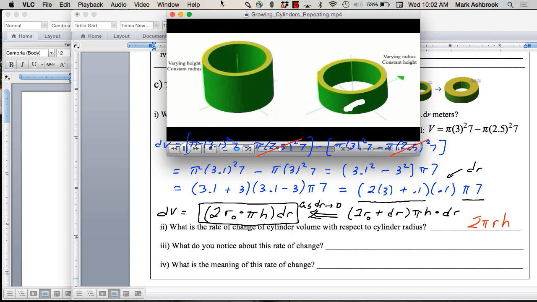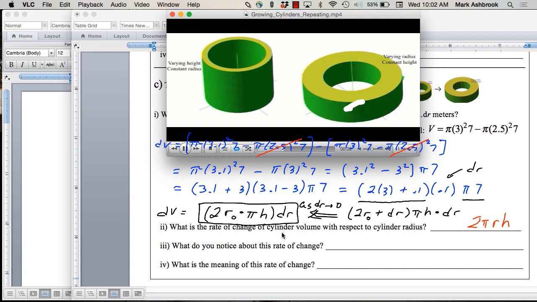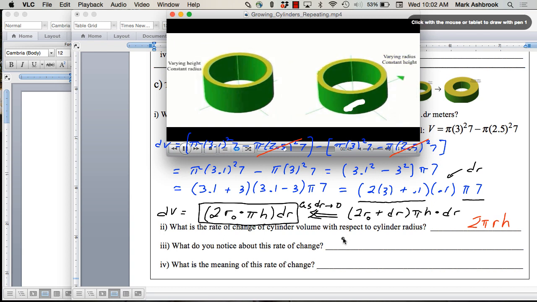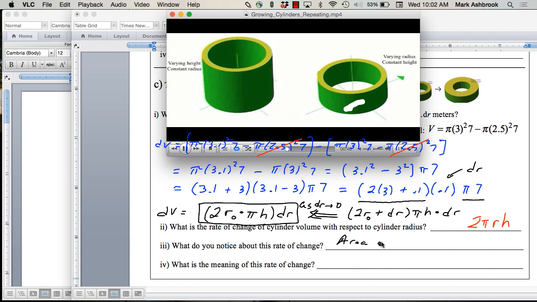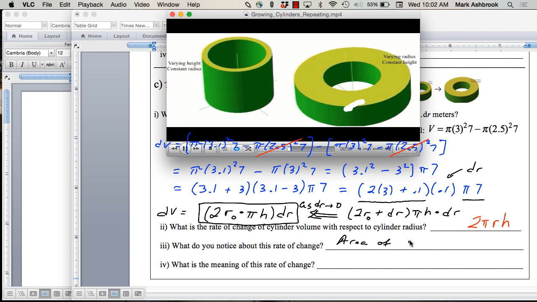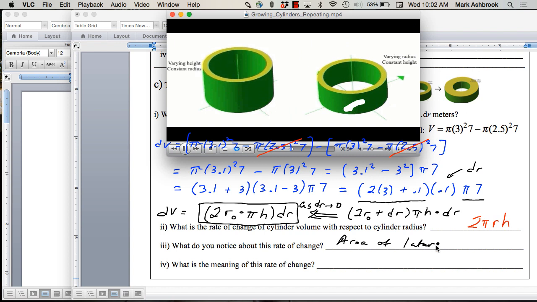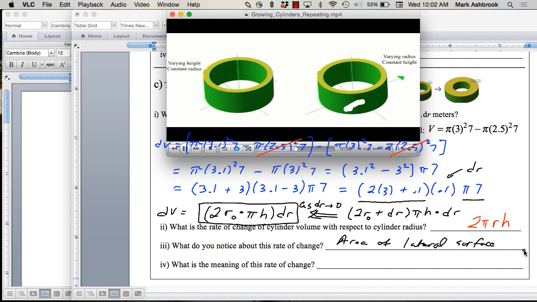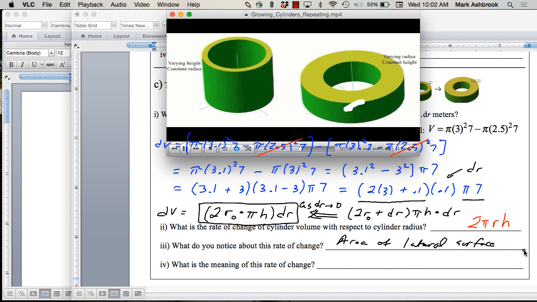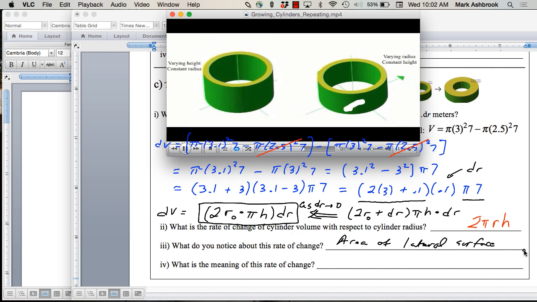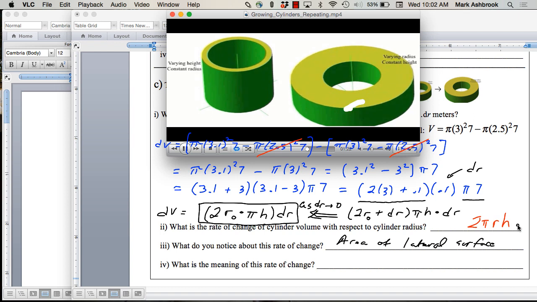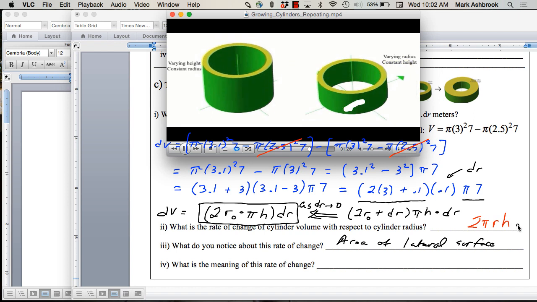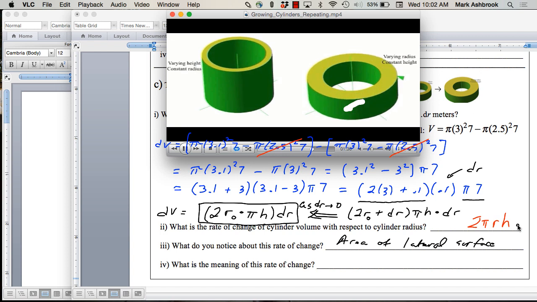Okay, so what do we notice about this rate of change? It's the area of the lateral surface. And what's the meaning of the rate of change? Anyone want to give it a try? What's the meaning of that rate of change? 2 pi rh. So if we haven't got it, today's the day. We're all going to get it. Volunteer. Yes, sir.